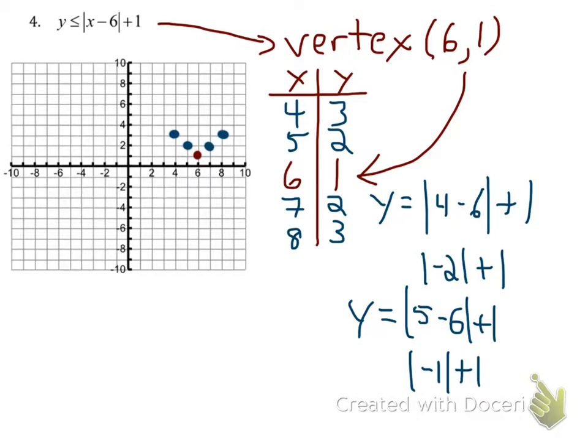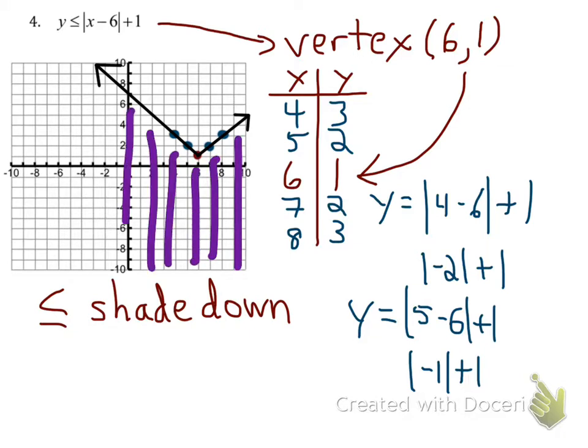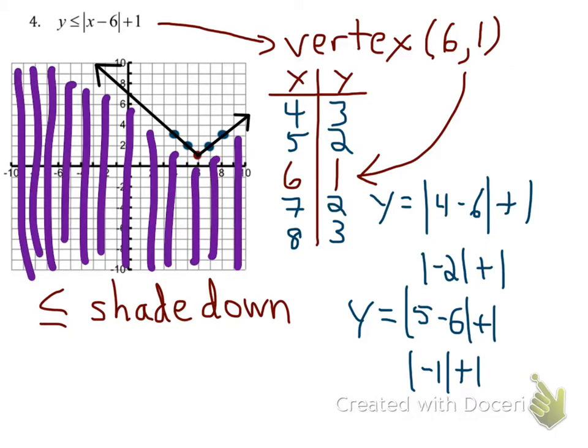Our vertex again is 6, 1. This is going to be a solid line because it is less than or equal to. Looking at my vertex, this time it is y is less than or equal to. For less than or equal to, we shade down, which means from this point I go down. Everything below the V, everything down here, gets shaded. So the shading will look like this. And there you have it.